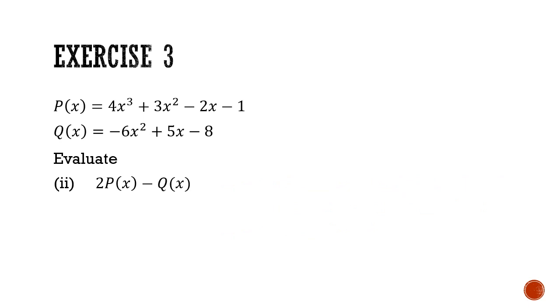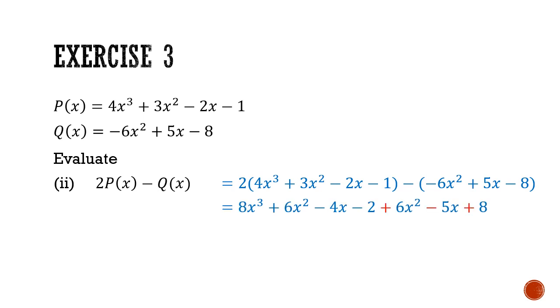In part 2, first we'll need to substitute the p(x) and q(x), and we'll need to open up the brackets for 2p(x). So we'll get 8x cubed plus 6x squared minus 4x minus 2. We can also open up the brackets for the minus q(x). So that will give us plus 6x squared minus 5x plus 8.